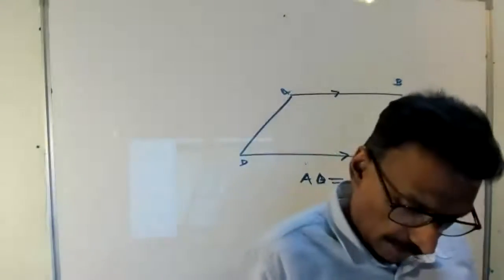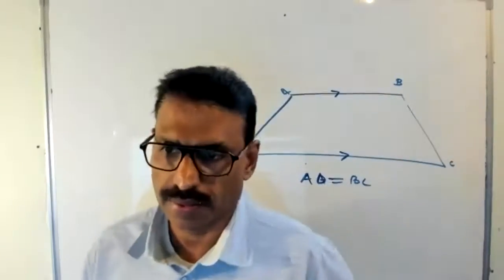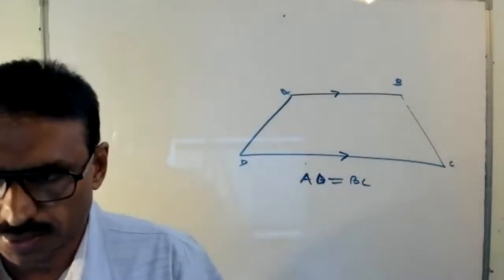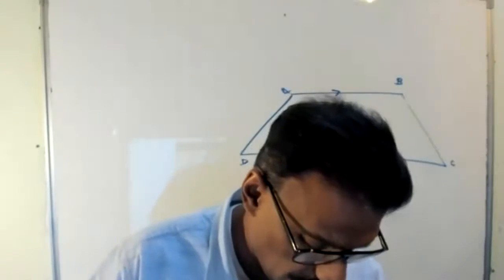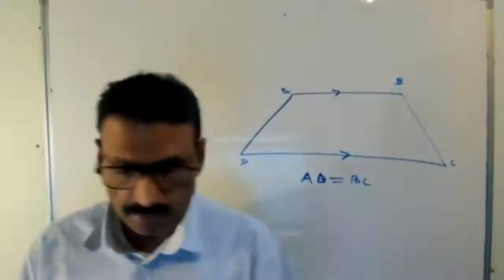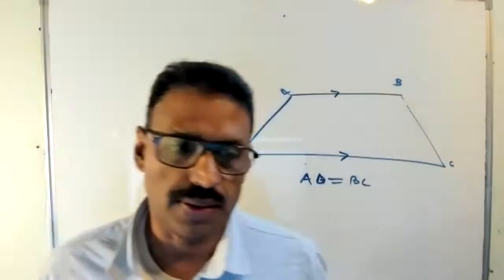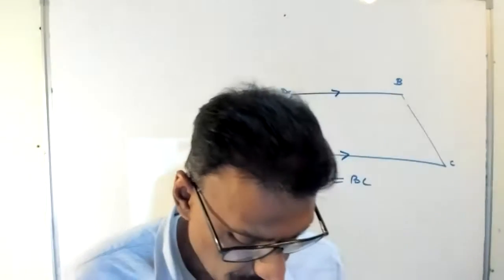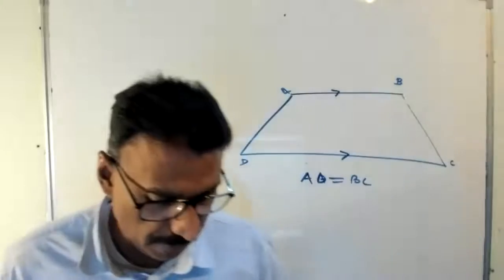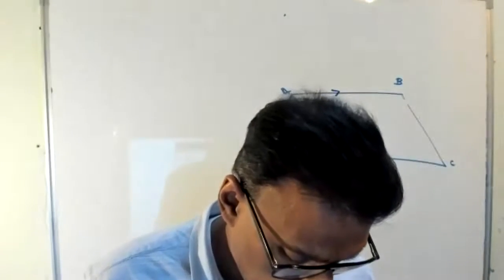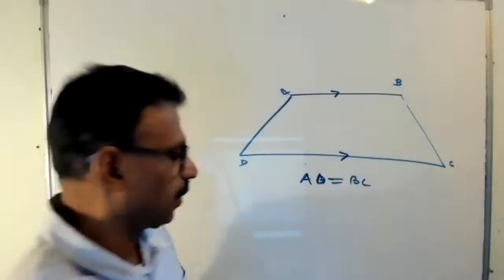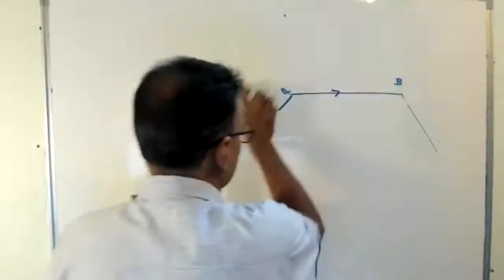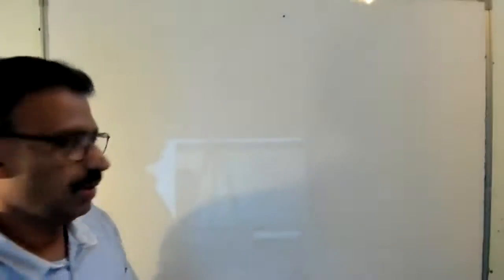Next one, parallelogram. A quadrilateral is a parallelogram if both pairs of opposite sides are parallel. Okay.